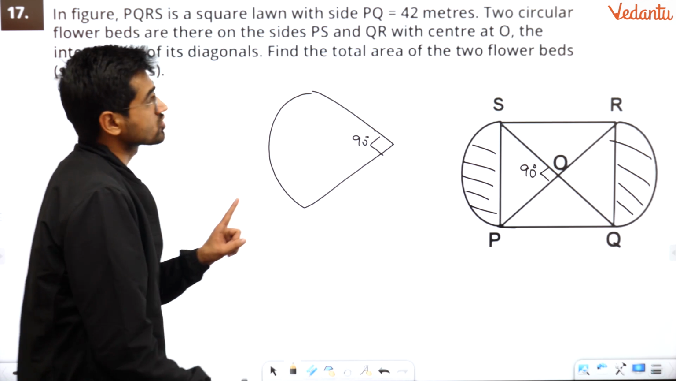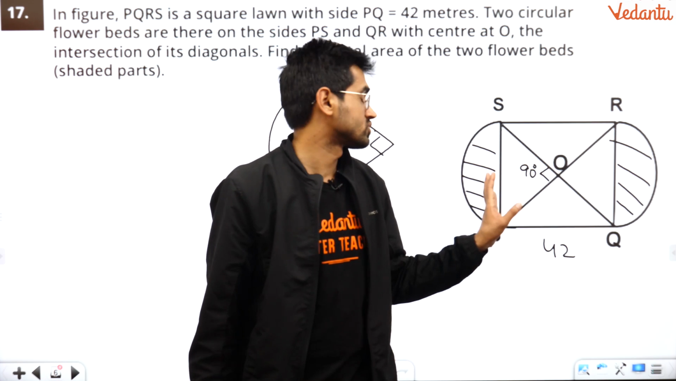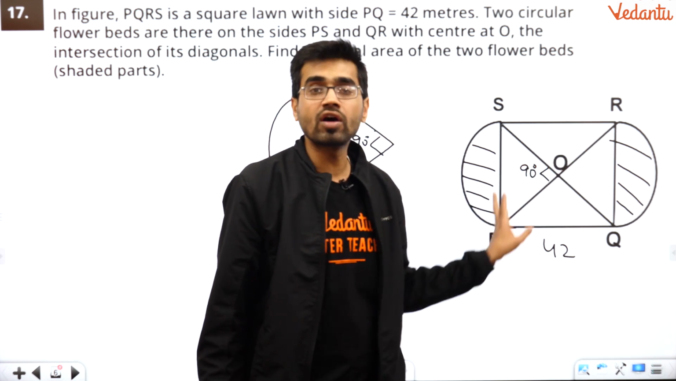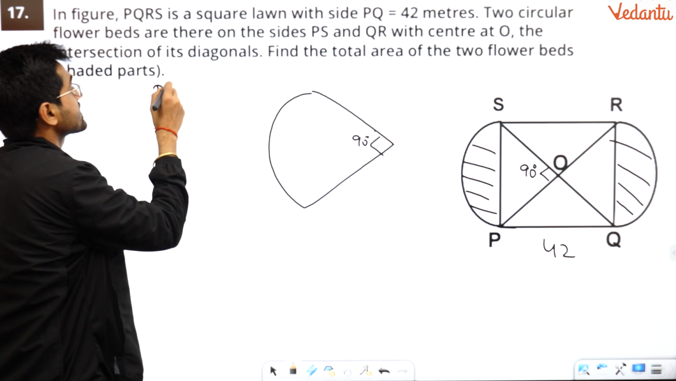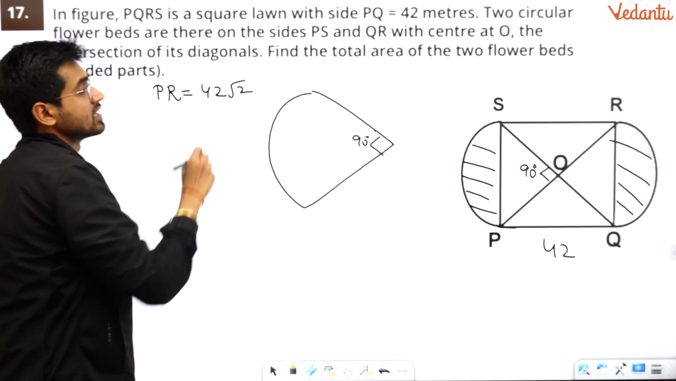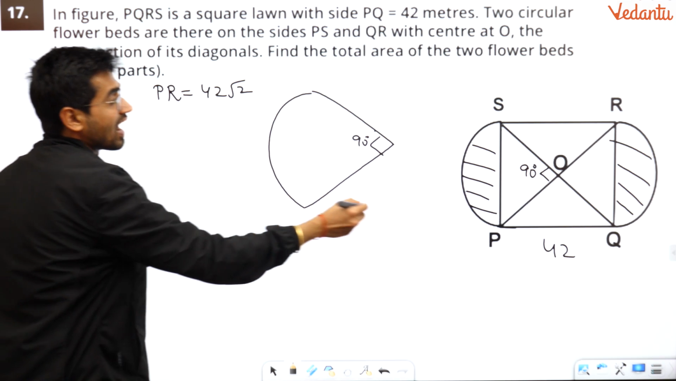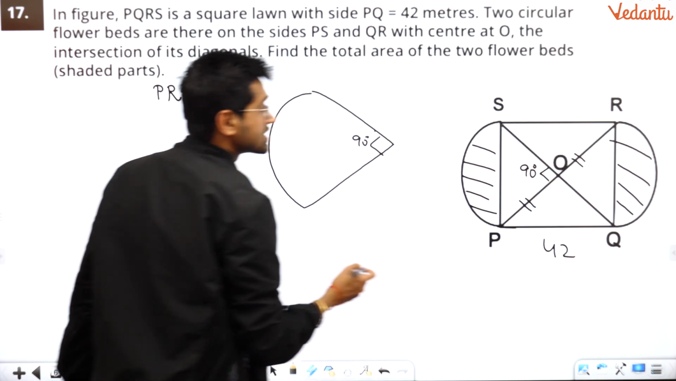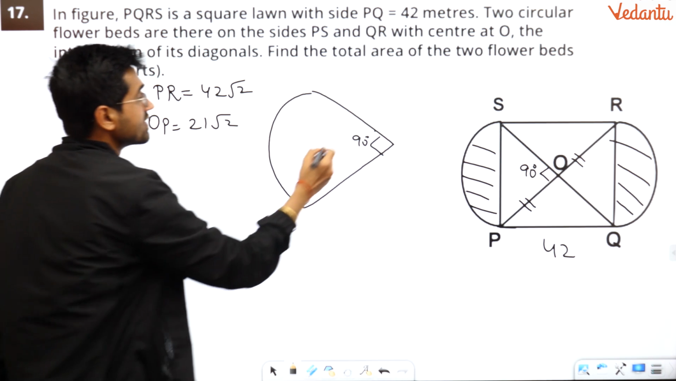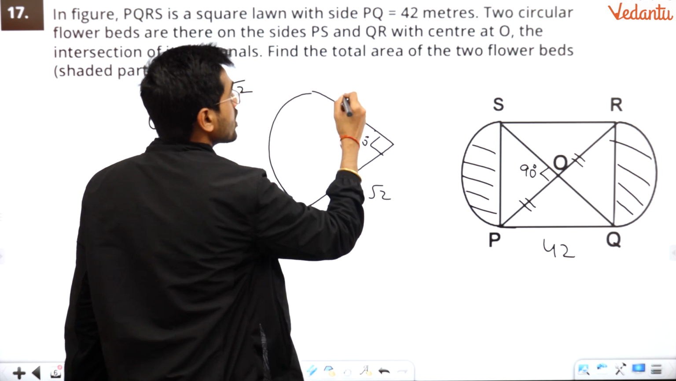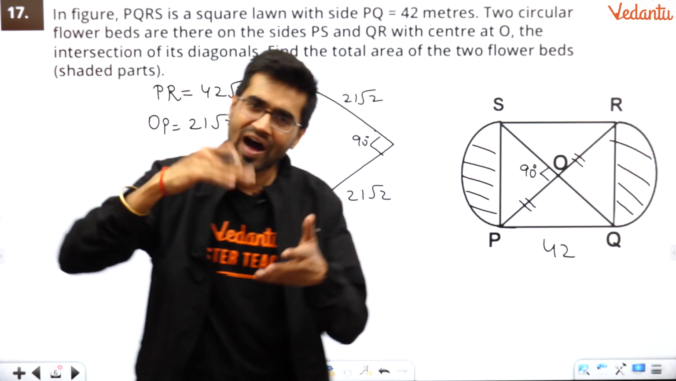Can I know the side of the square? Yes, 42. And now can I find the diagonal of the square? Yes, it is side root 2. Can I just write PR is equal to 42 root 2? The diagonal of any square is side root 2. So that is 42 root 2. What will be half of it? Because this is half of it. They are equal. So what is OP equal to half of it? So 21 root 2. So this is 21 root 2. This will also be 21 root 2 because diagonals of a square are equal. So their halves are also equal.